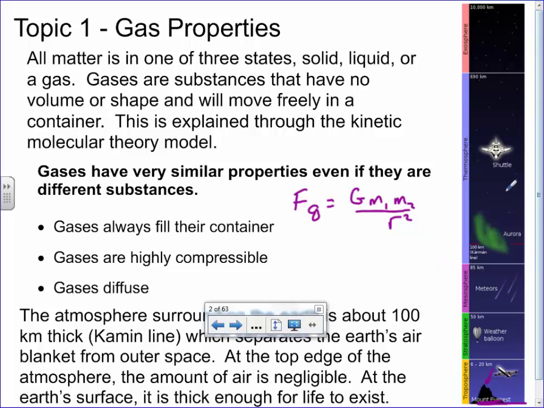Which now explains why way up here in outer space, the force of gravity on gases is less. The further away you get, the less there is.